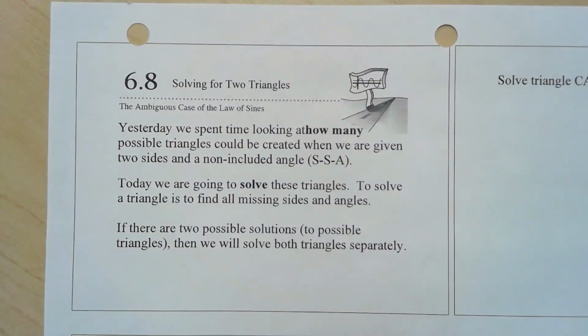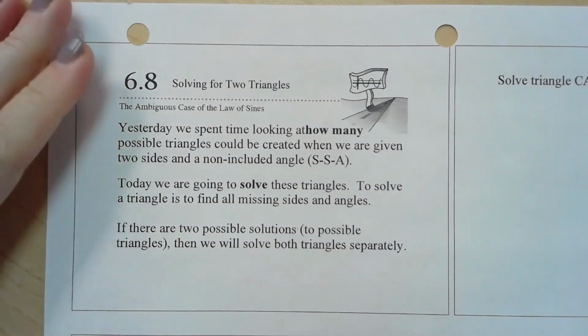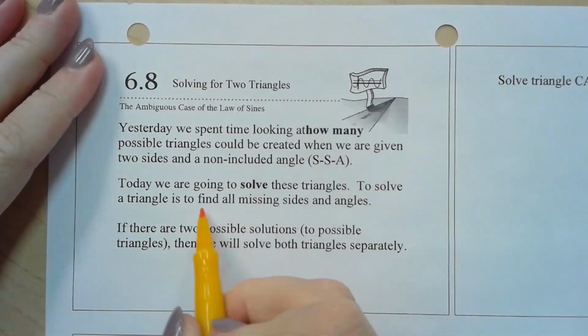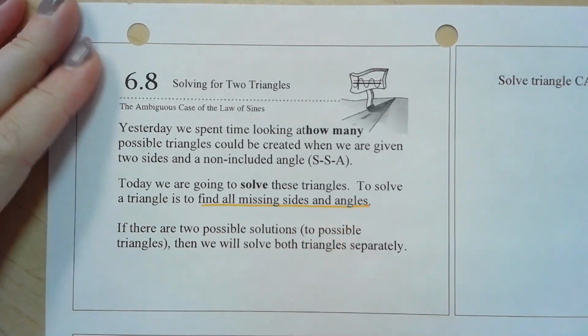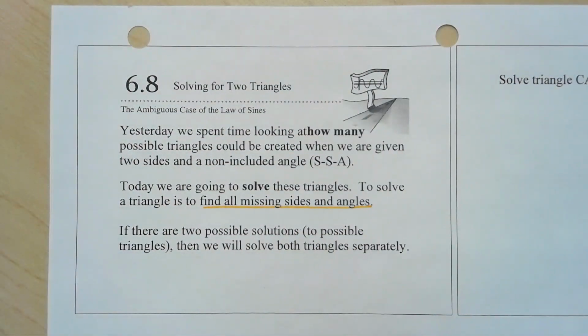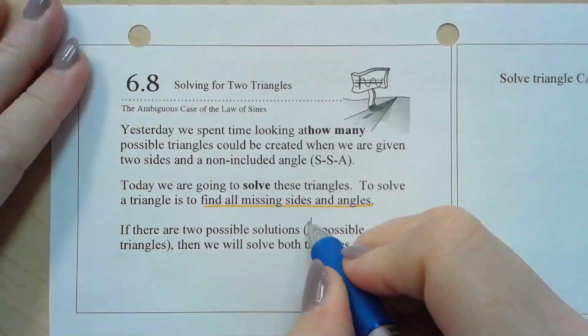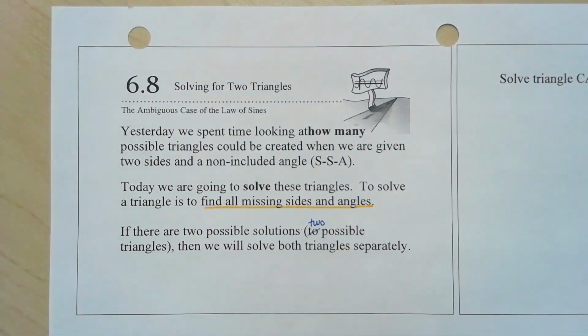So today we're going to continue our conversation on this ambiguous case for the law of sines. And we're going to focus more on solving for two triangles. When we solve a triangle, it just means we're finding all of the missing sides and angles, okay? Now, if there are two possible solutions, then we'll solve both triangles separately. Find the missing angles and missing sides for both, okay? All right.